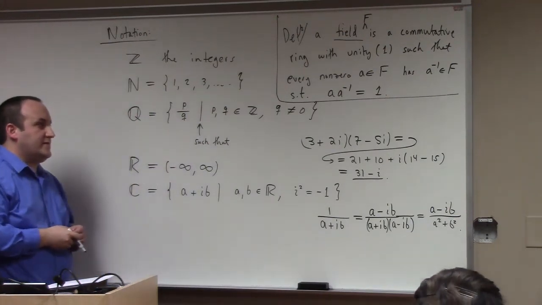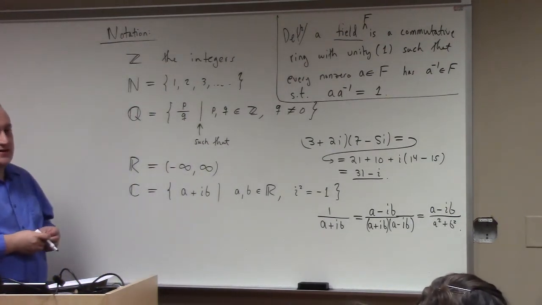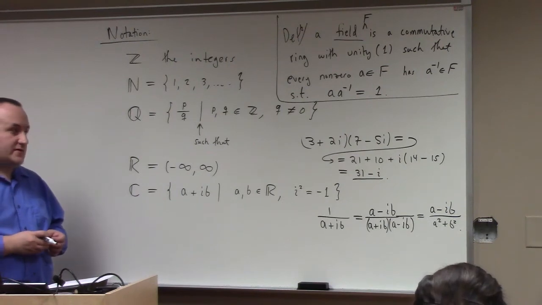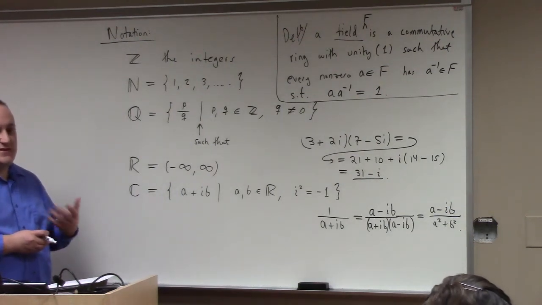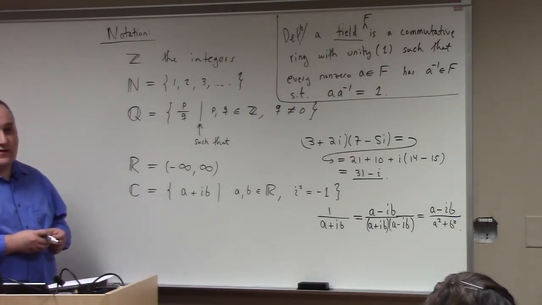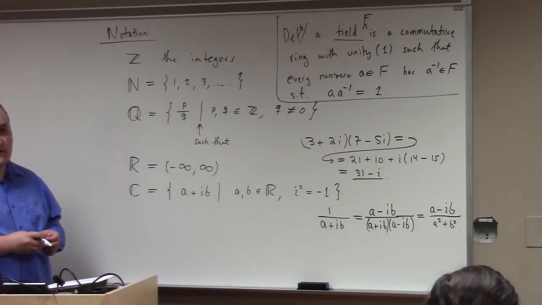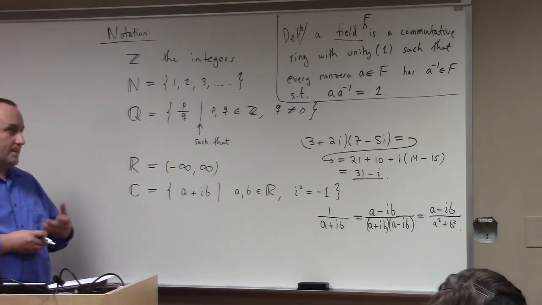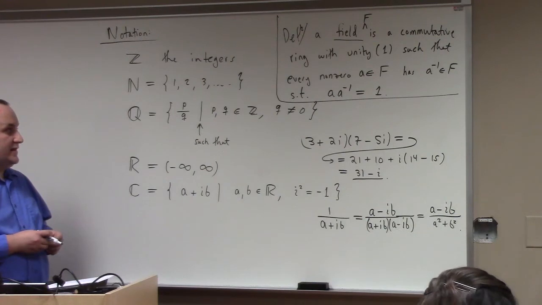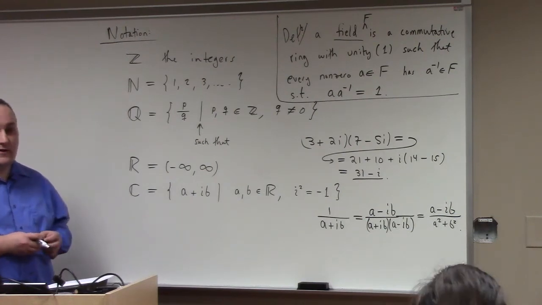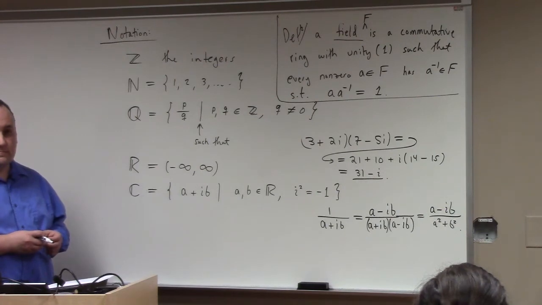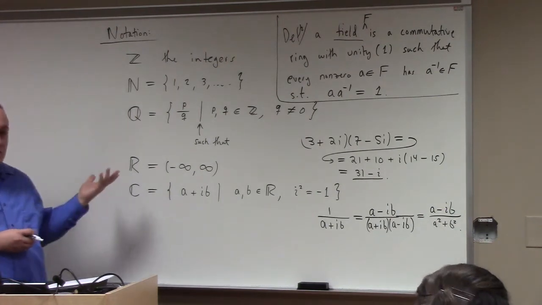In abstract algebra, when there exists a multiplicative inverse, we say such an element is a unit. So another way of restating what it means to be a field is to say a commutative ring with unity is a field if every non-zero element is a unit. Many of the examples I put on the board here are fields.